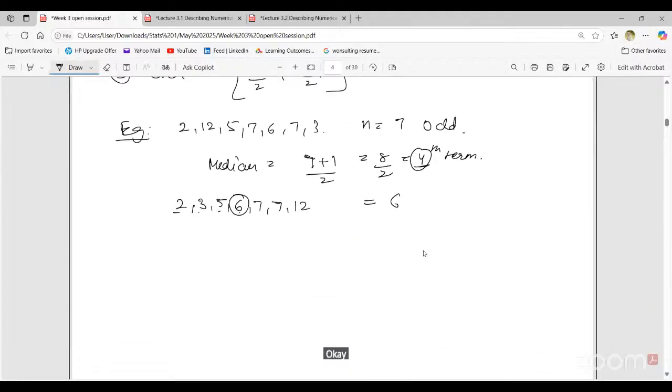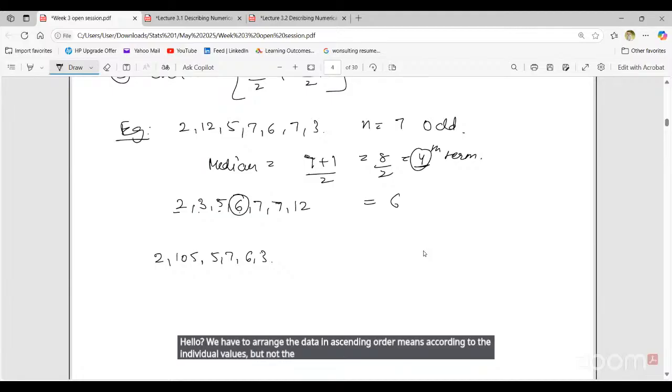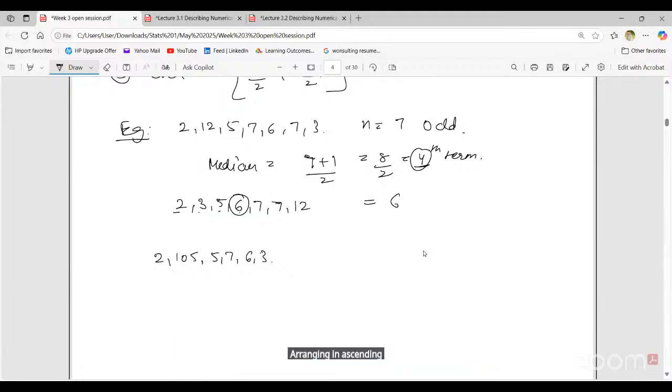Ma'am, we have to arrange the data in ascending order, means according to the individual values, but not the frequencies. On the basis of what should we arrange, the values or the frequencies? The values of the data, not the frequency.